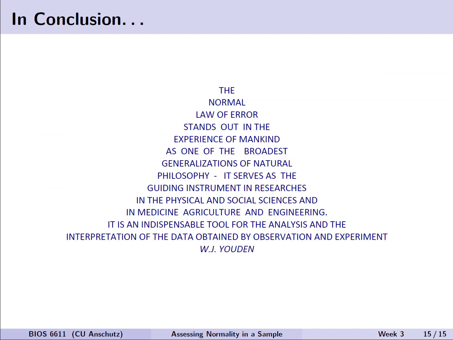So in conclusion, I will leave you here to read this quote by W.J. Youden, who people have made into a normally distributed word art.